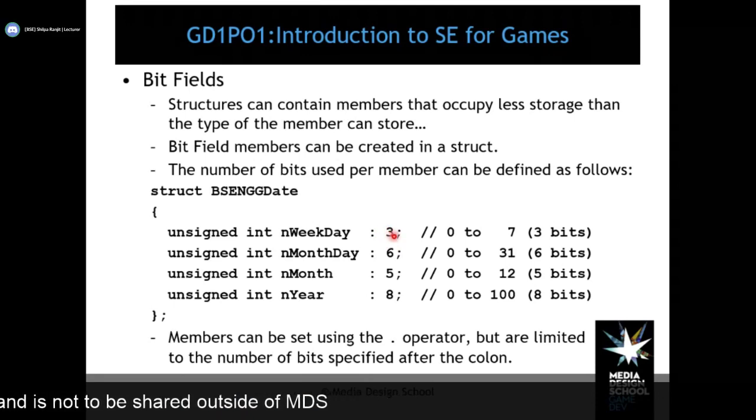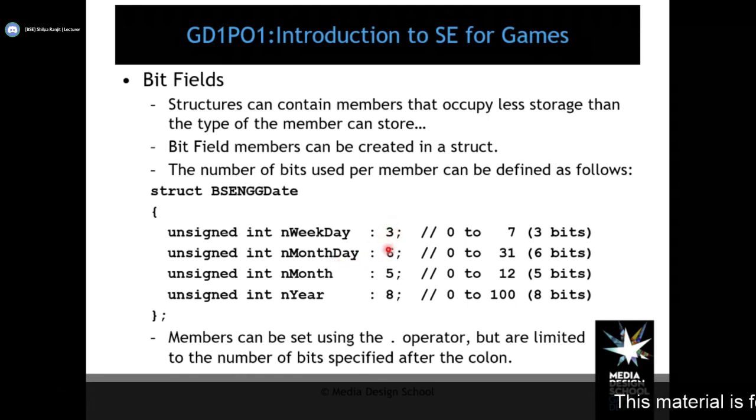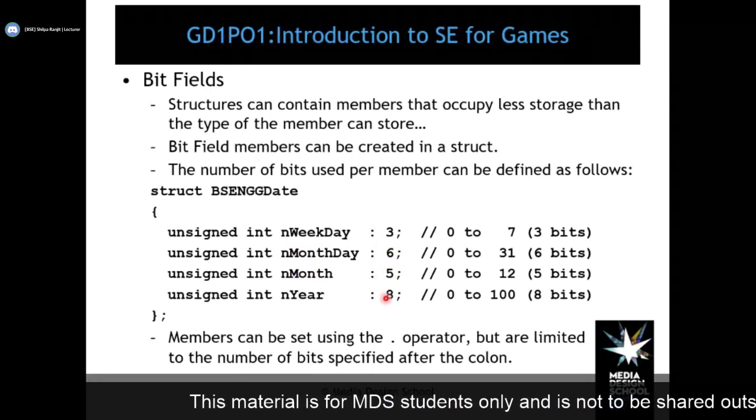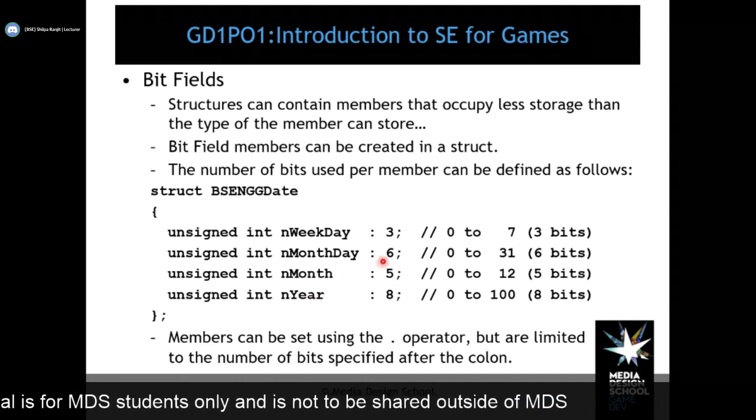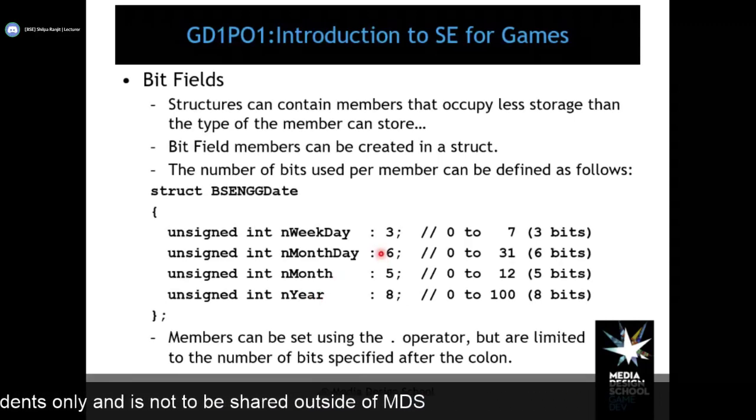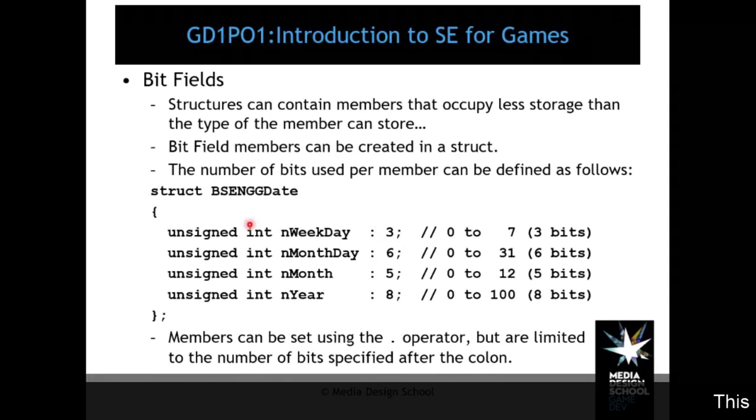So in cases where you require less storage, you could just indicate it by giving a colon and the number of bits. Like month day, colon 6. This means 6 bits of data for the variable month day, 5 bits for month, 8 bits for year, and so on. Just indicate the memory that you want with a colon when you create your structure, your class or your union, wherever it's allowed.